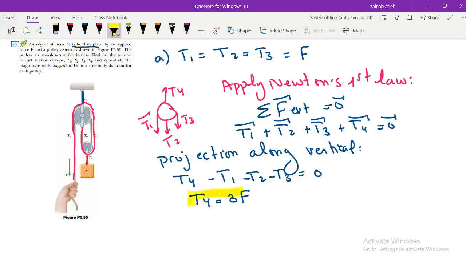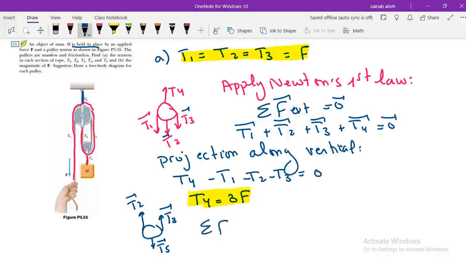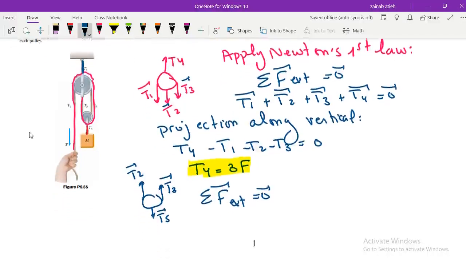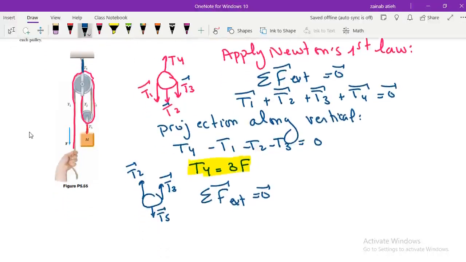We found T4; before that we found T1, T2, T3. Now I want to find T5. I will study the small pulley. On the small pulley there are T2 and T3 upward, and T5 downward. The string always pulls toward itself. These are vectors. Let's apply Newton's first law for this pulley. The sum of F external is equal to 0, so we get T2 plus T3 plus T5 equal to 0.